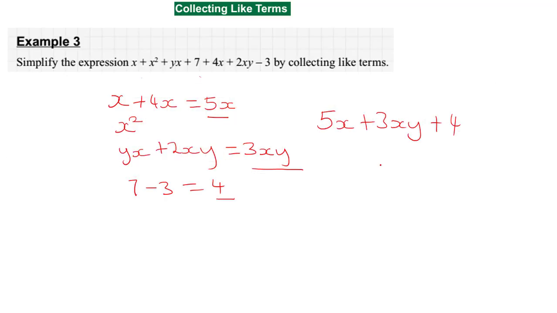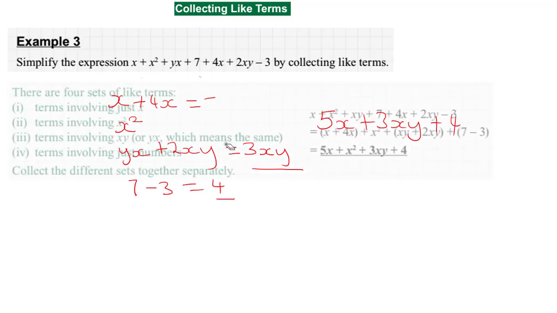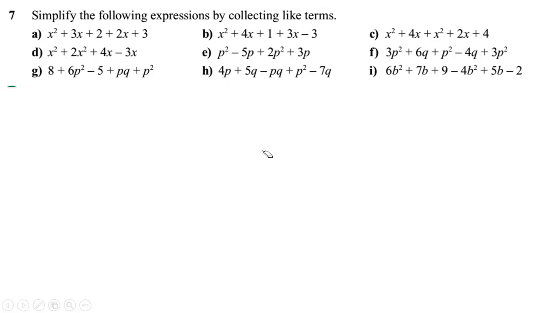Now, I would like you to pause the video and have a go at question 7 very, very quickly. So pause the video and try question 7.